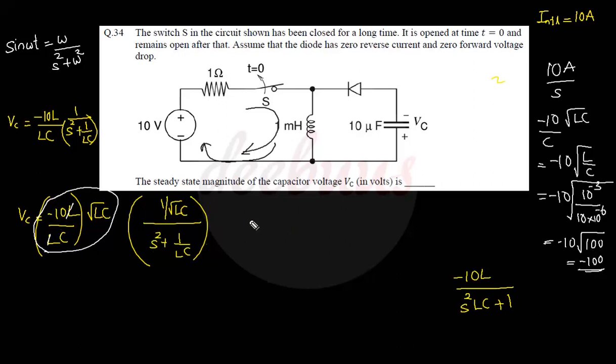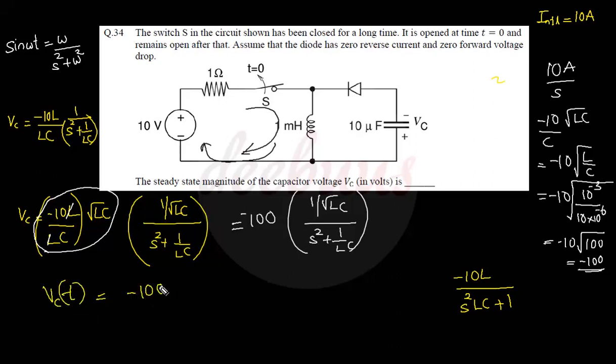Here the coefficient is minus 100. So Vc equals minus 100 into 1 by root Lc, right? Vc equals minus 100 into 1 by root Lc divided by S square plus 1 by Lc. Now we can convert it into time domain, right? So Vc of t equals minus 100 into sine of omega t. Omega is actually here 1 by root Lc. So 1 by root Lc t.